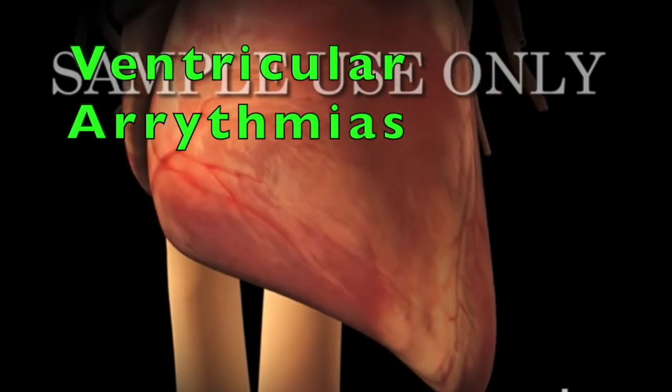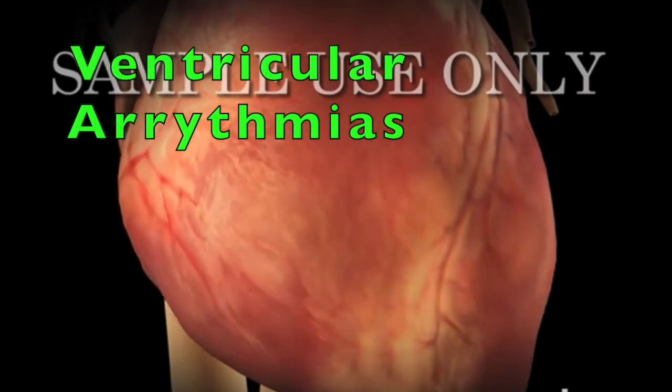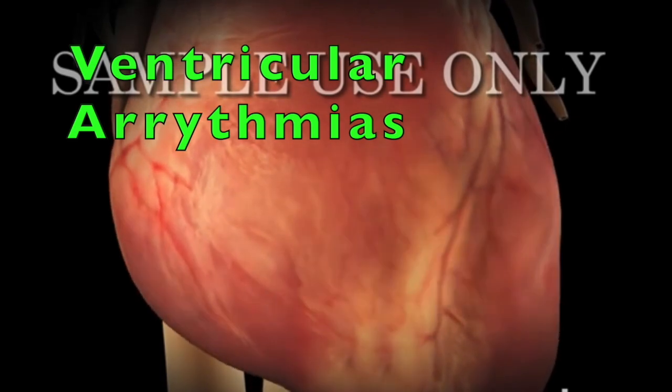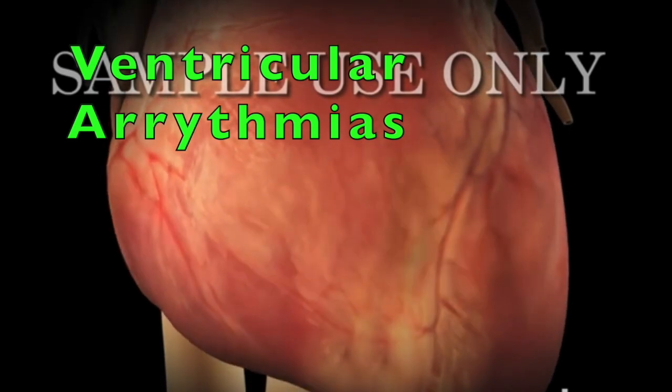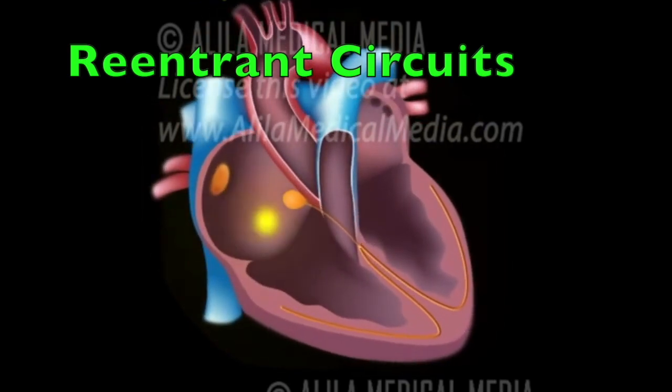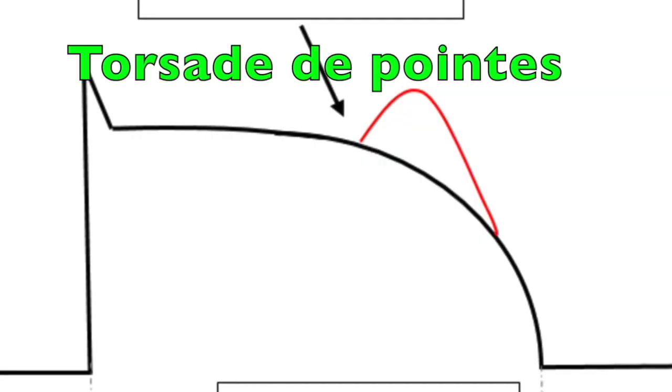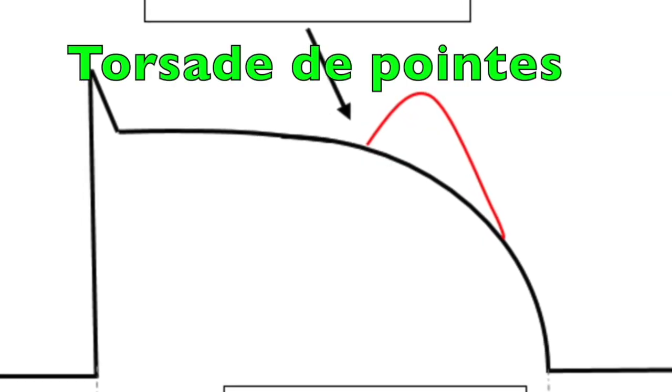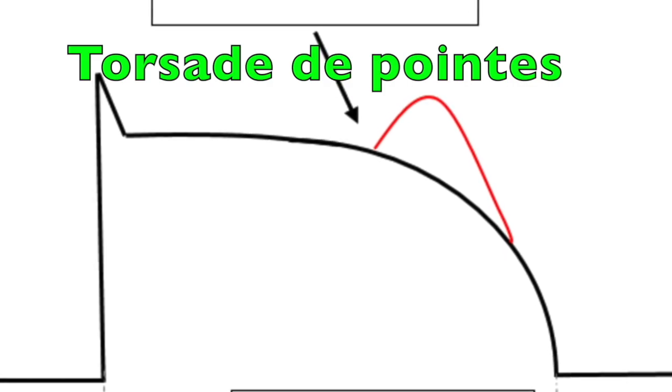Ventricular tachycardias and fibrillations are the most life-threatening arrhythmias, as they render the ventricles unable to pump blood to the body. Tachycardias may also result from reentrant circuits, which are formed by the creation of two pathways where one loops back on the other. Torsades de Pointes is a special type of arrhythmia that can lead to sudden cardiac death.